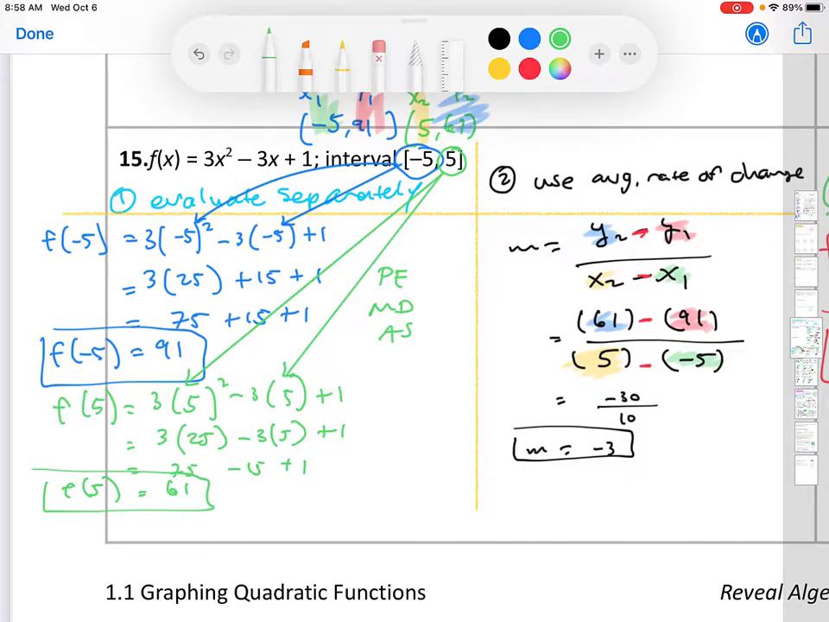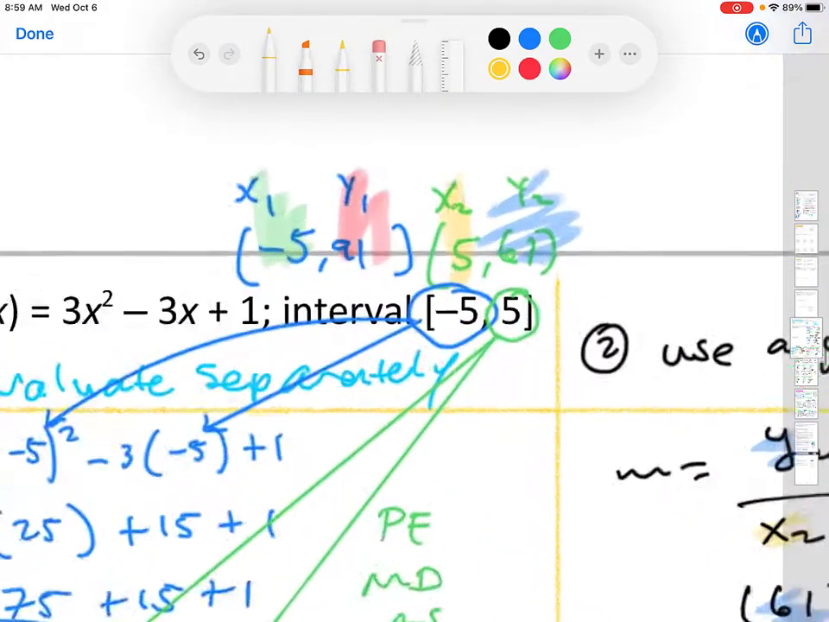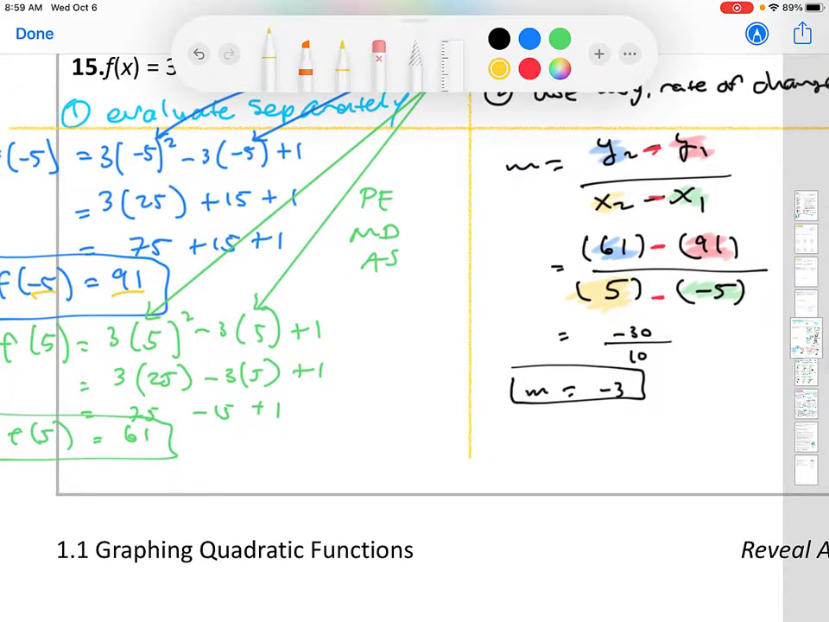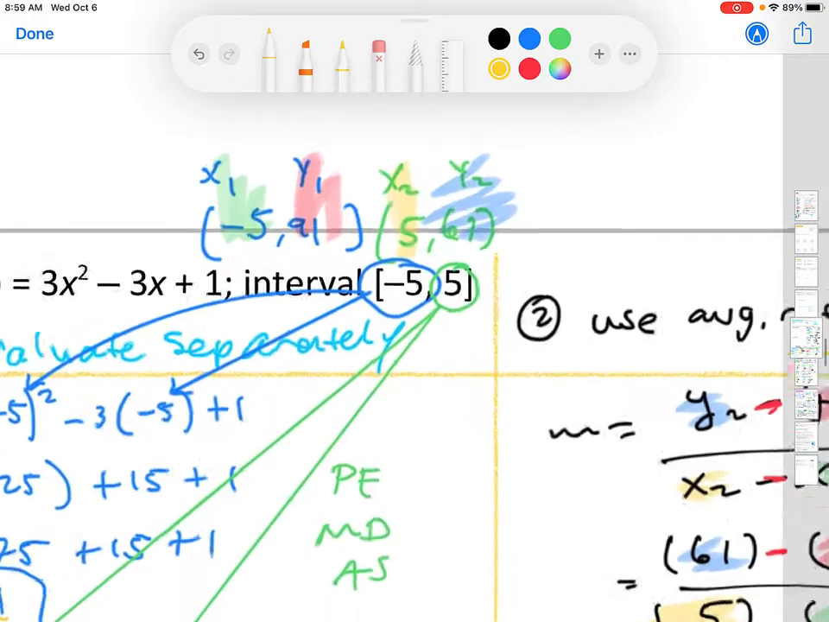So then you basically put in -5 into the blue, and you got an output of 91. So your ordered pair there is -5, 91, which is my blue ordered pair up here. And then if you put in 5 for the green, your output is 61, and I put it over here in my second ordered pair.